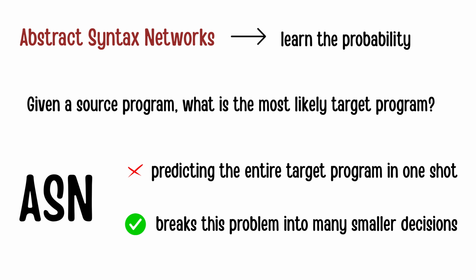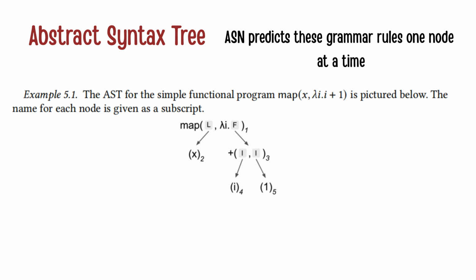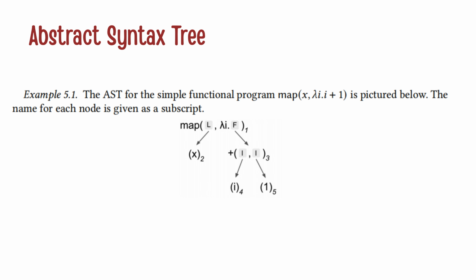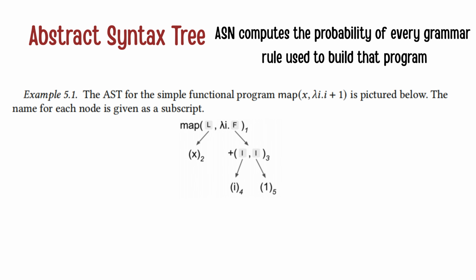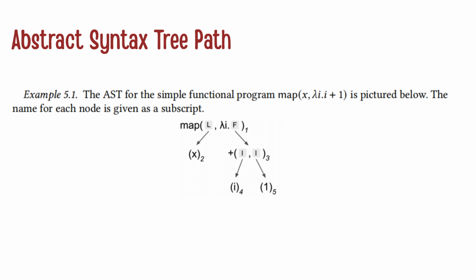Remember that every program can be represented as an abstract syntax tree. Each node in the AST corresponds to a grammar rule used while constructing the program. ASN predicts these grammar rules one node at a time. In other words, rather than assigning a probability to the entire program directly, it computes the probability of every grammar rule used to build that program. The probability of the complete program is simply the product of all those individual probabilities. To make predictions for a node, ASN also needs to know where that node is located inside the AST.